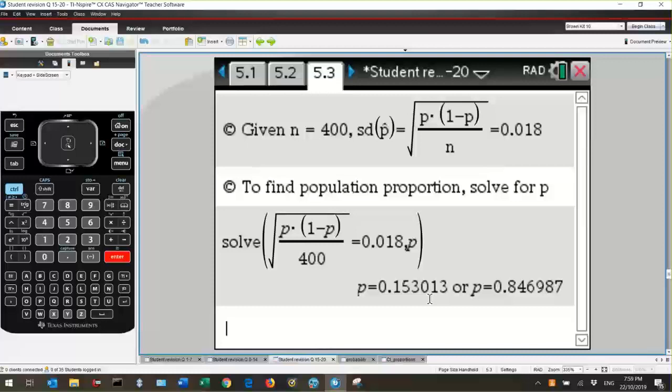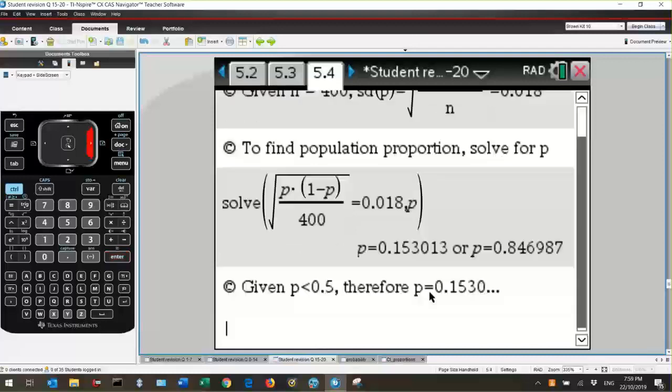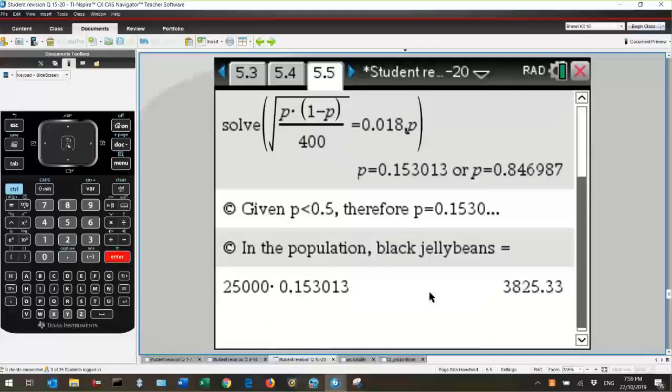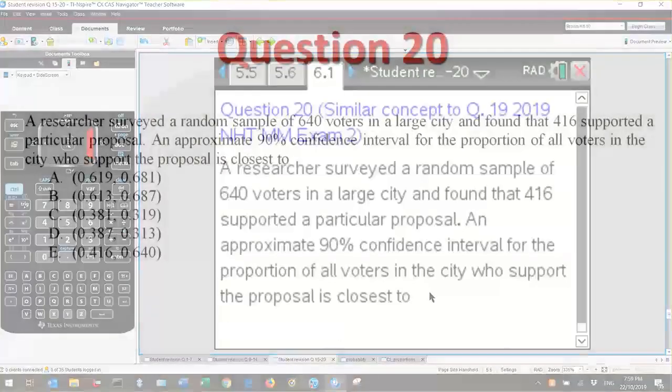So to get the number of black jelly beans, it must be 25,000, the total number, times the proportion that are black, 0.153. So multiply that out, and it's about 3,825. So the answer is C. Okay, and we're going to be finished just on time, which is good.